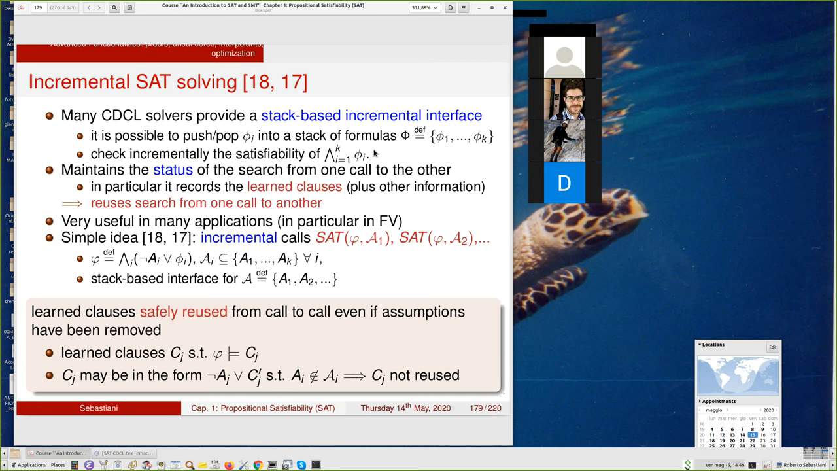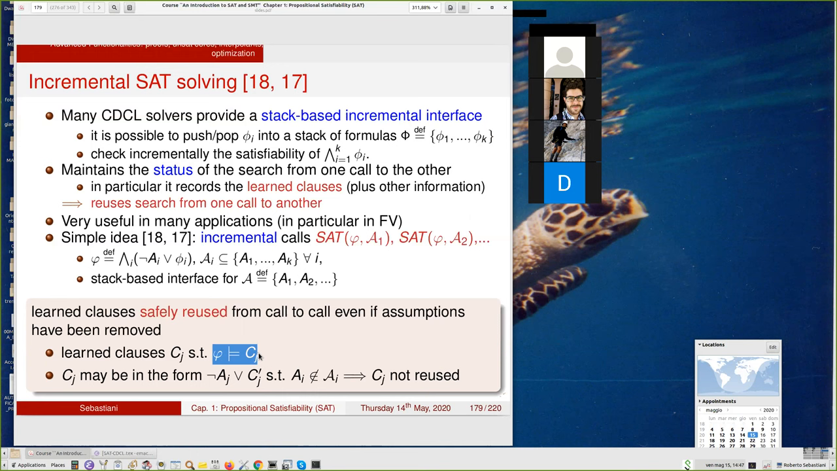No, wait a moment. What's the intuition? It's not logically difficult, but the problem is that during the search of the previous call, you have learned some clauses, okay? And you have added some clauses to the formula. Remember learning, okay? Those clauses are learned because they were entailed by the original formula, so you can safely add them to the formula, right? Remember what I taught you two classes ago. So the problem is, what can we do with the learned clauses? Can we reuse the learned clauses, or are we supposed to drop all of them?